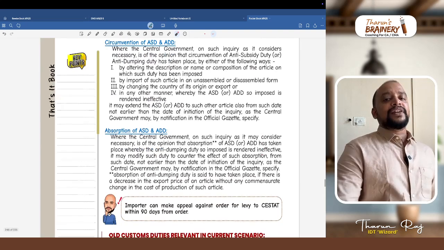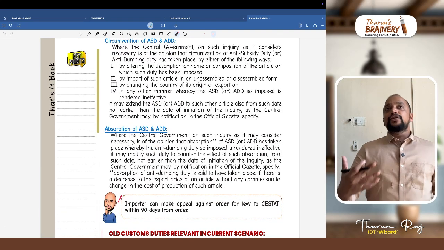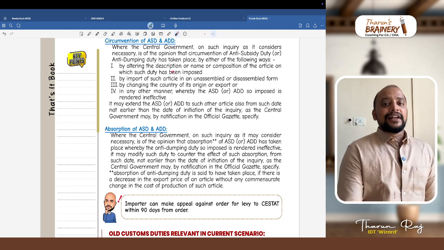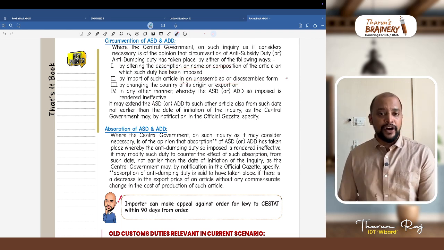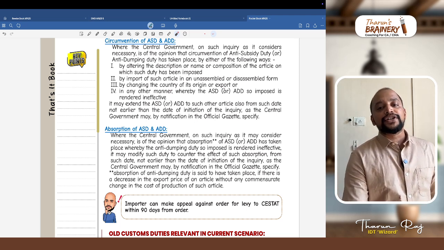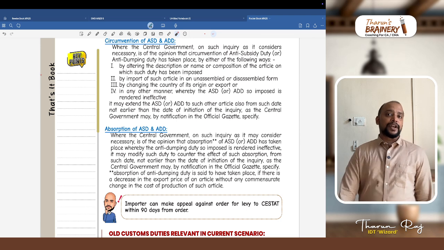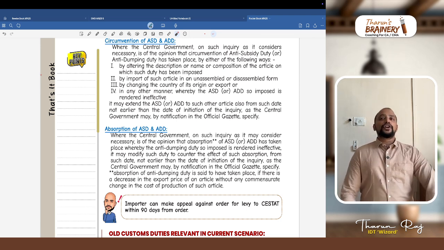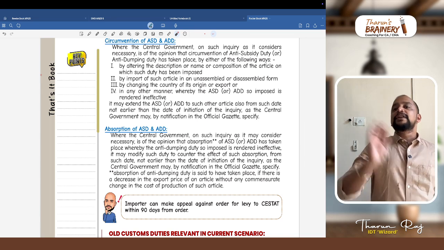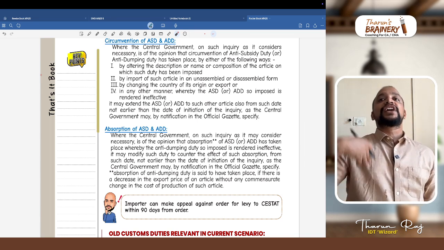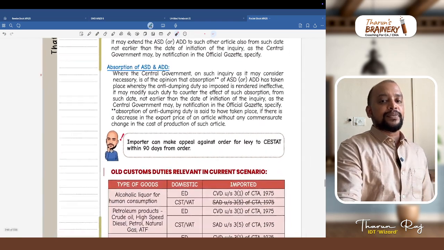And circumvention will happen in case of anti-subsidy duty or anti-dumping duty, when you are importing the article by changing its name or description, or when you are importing the article in unassembled or disassembled form, or by changing the country of origin or any other manner. If you try to escape from anti-subsidy duty or anti-dumping duty, then in that case, the government will not do a fresh investigation, but the same notification which they have initially given will be made applicable to these goods for which you change the name or change the country of origin or import in unassembled or disassembled form.